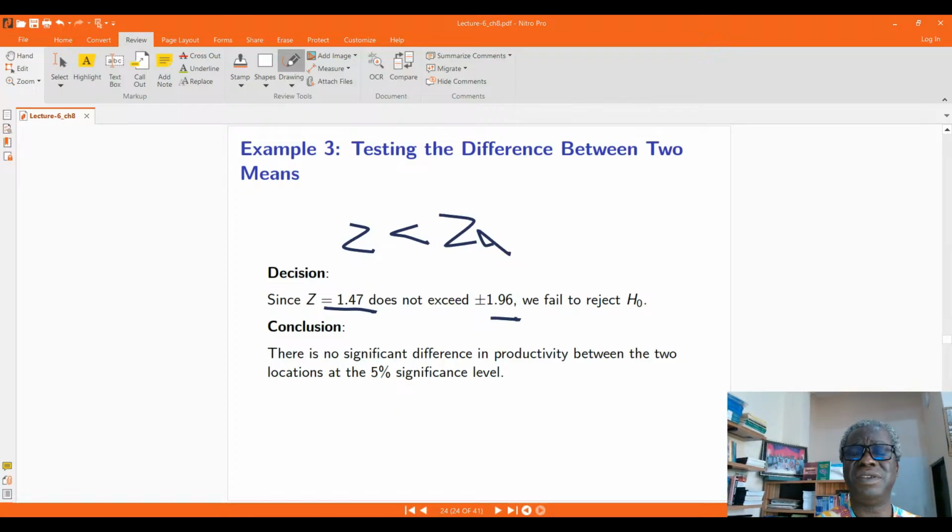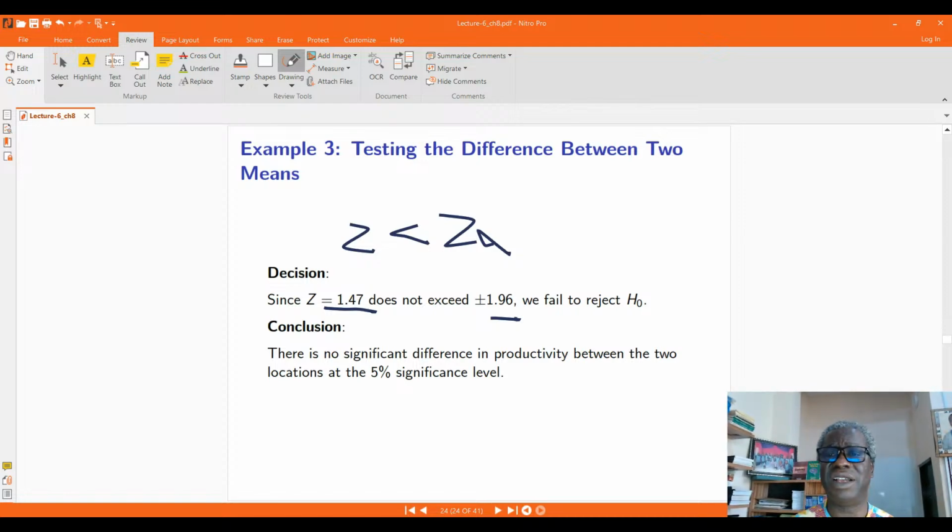So since our Z is less than the Z alpha, we fail to reject the null hypothesis, which simply means that the evidence in the data is not strong enough to reject the null hypothesis. In fact, the evidence in the data overwhelmingly supported the null hypothesis.